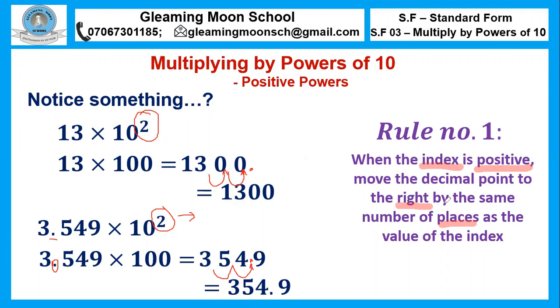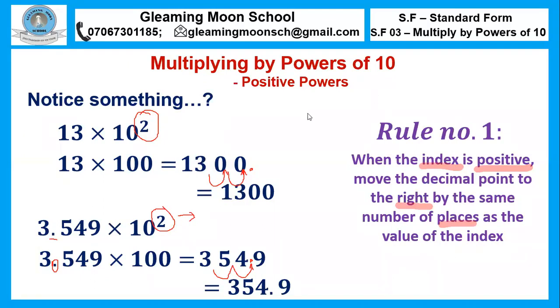And then how many times do you move it? You move it the same number of places as the value of the index. So if the index says 2, you move it 2 places. If the index says 3, you move it 3 places. If the index says 4, you move it 4 places. So whatever the index says, that's the number of places you will move it.